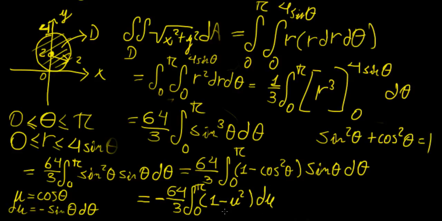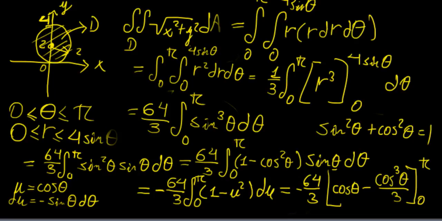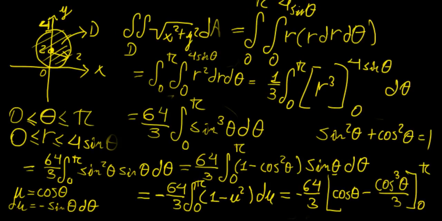Now we have simplified this problem, and all we need to do is integrate this with respect to u. That's going to be u minus u cubed over 3. If we replace the value of u back in here, that's cosine theta minus cosine cubed theta over 3, from 0 to pi. Once we evaluate this, we're going to get the following.